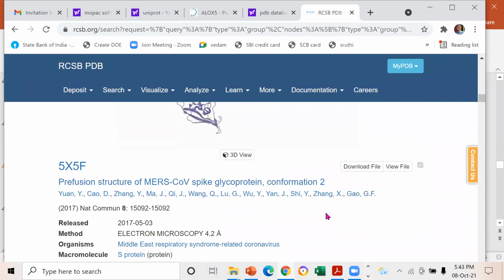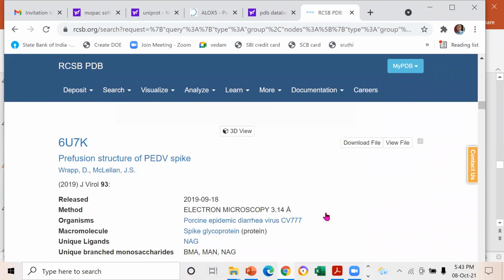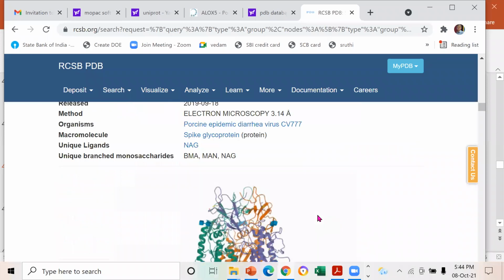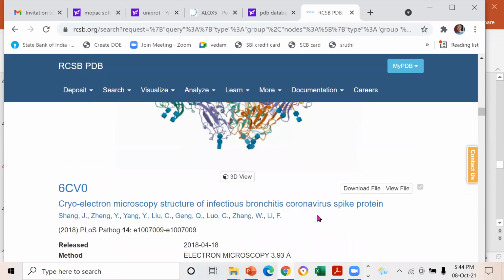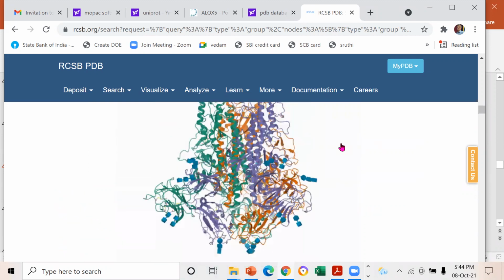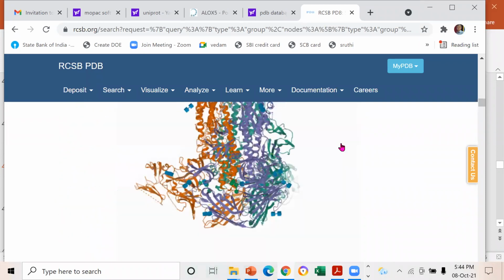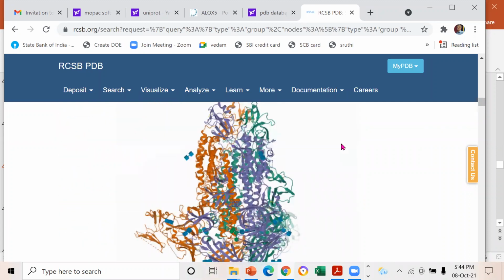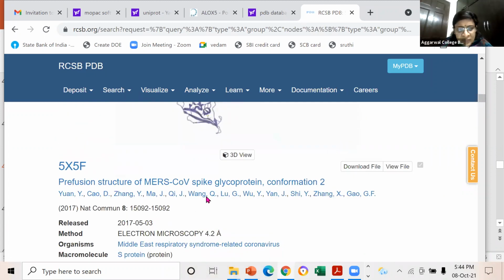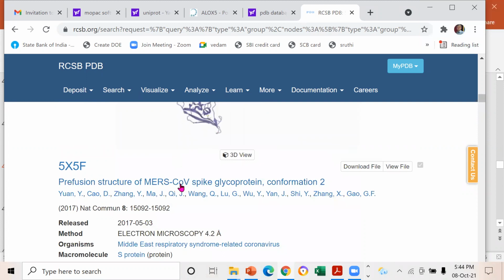MERS, Middle East respiratory syndrome. That was another viral disease, right? You all remember that MERS? Anybody remembers MERS? It came about a few years back. Yes, sir, it happened a few years back. The structure of that MERS is given here, actually.